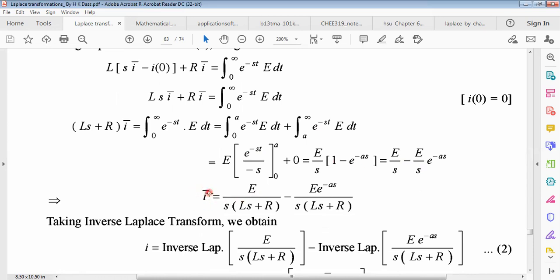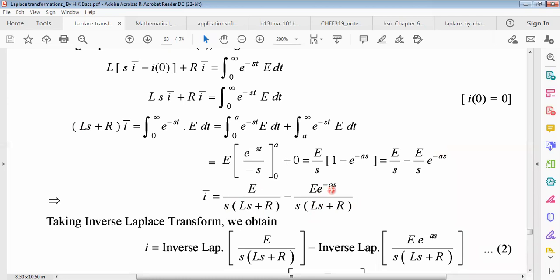Now the Laplace transformation of I is given by this. Okay, E divided by s into Ls plus R, dividing by this, because this equals this. So I bar equals what will be? E divided by s into Ls plus R.